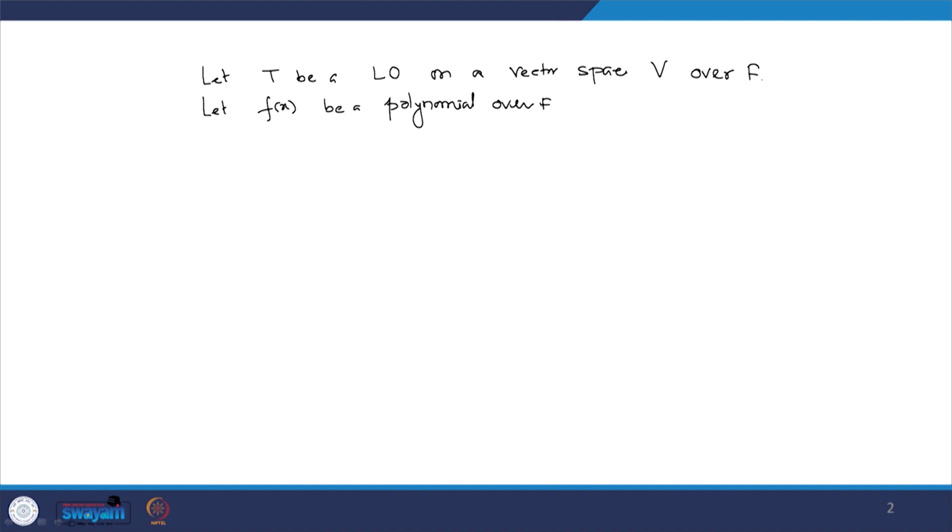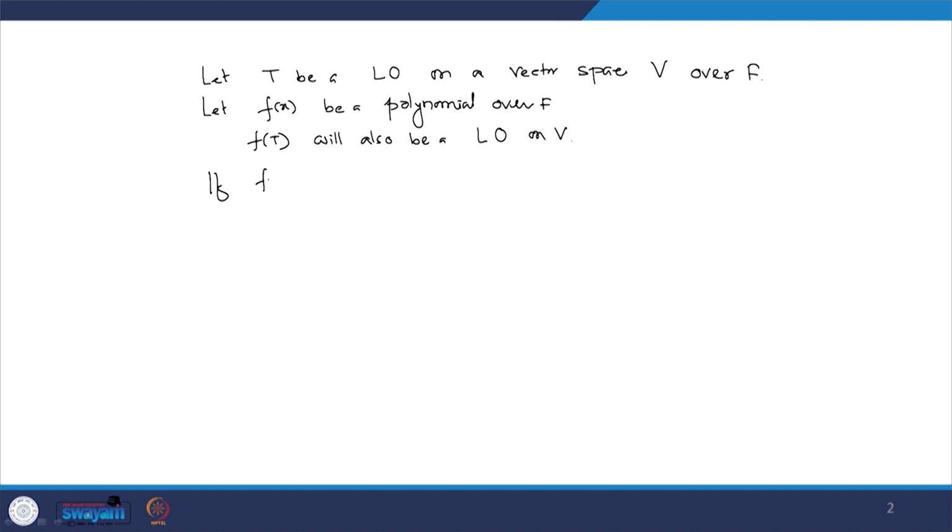Let T be a linear operator on a vector space capital V over capital F. Let f(x) be a polynomial over capital F. If T is a linear operator on a vector space V, then f of T will also be a linear operator on V.